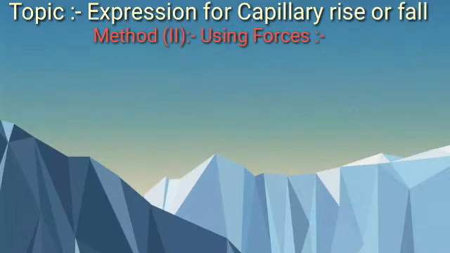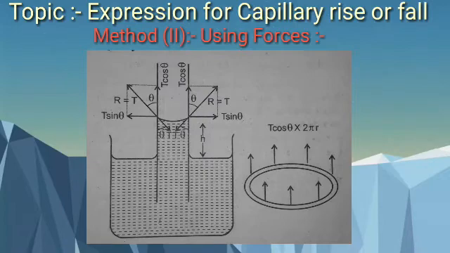The second method for finding the expression for capillary rise or fall is using forces. When a glass capillary tube of small radius r is dipped in a liquid which wets the glass, the rise of water inside the capillary is against gravity. Hence, the weight of the liquid column must be equal and opposite to the proper component of force due to the surface tension at the point of contact.